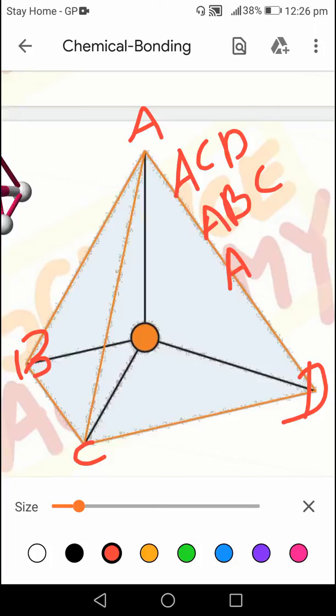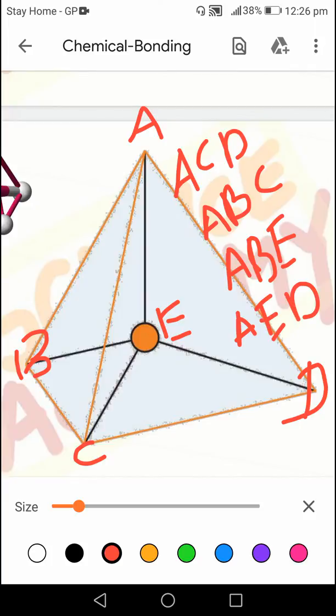Then A, okay, this is point A. So A, B, E is a surface, and A, E, D is a surface. Okay, so these are the 4 surfaces that I'm getting.